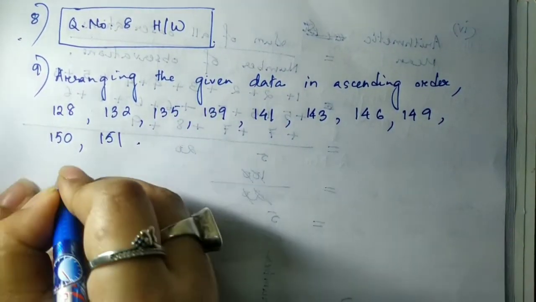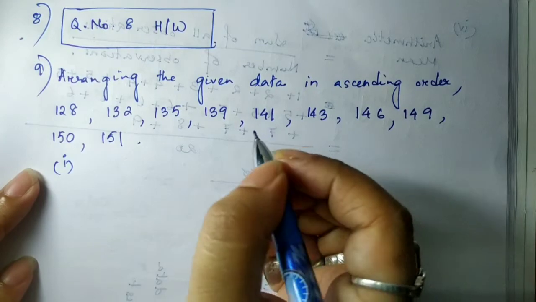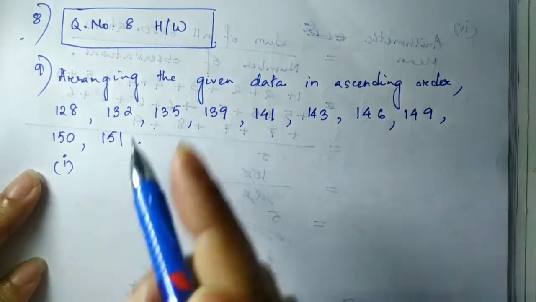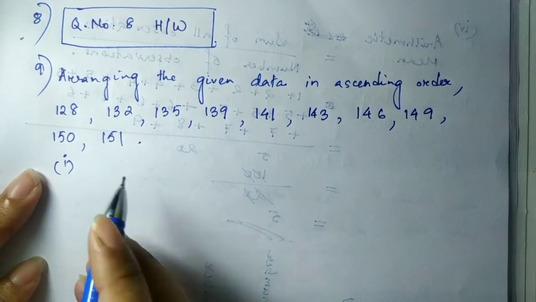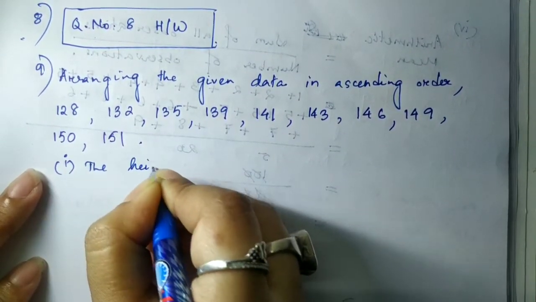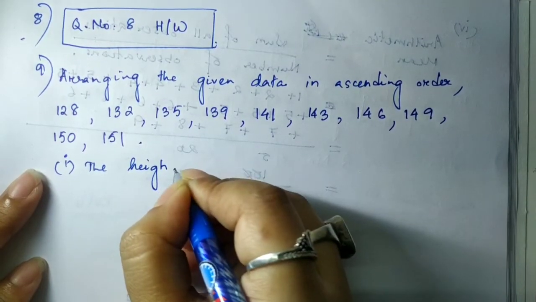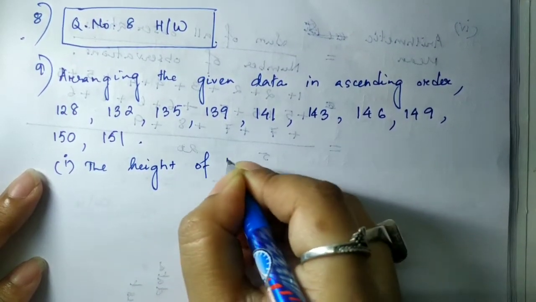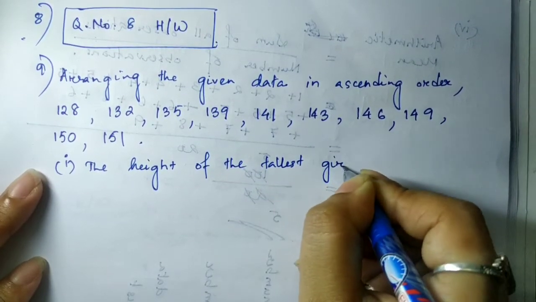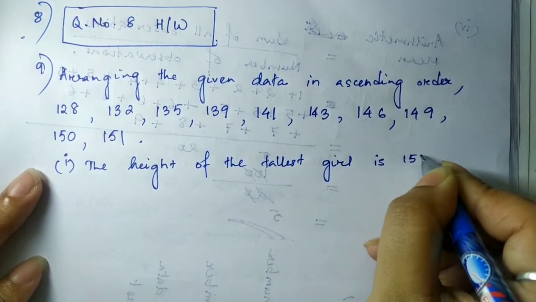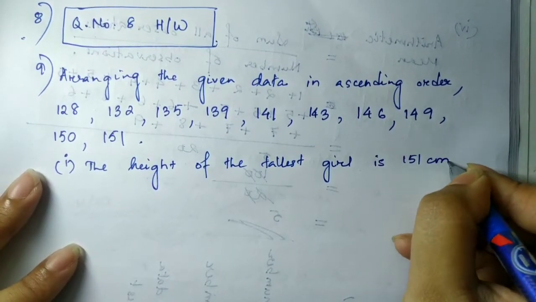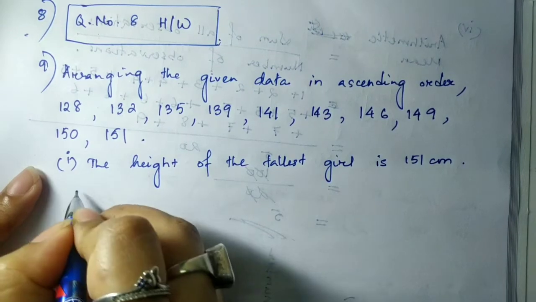Now let's go back to the questions. Number 1 is given, what is the height of the tallest girl? Why did I arrange this? So it's easy, the last number is always the greatest number, so it becomes easier for us to find out. So that the height, let's write in full statement, that is very important. I want you all to write in full statement. The height of the tallest girl is, it's given 151, and it was given in the question that the measures are given in centimeters, so please write down the unit. It's 151 centimeter.